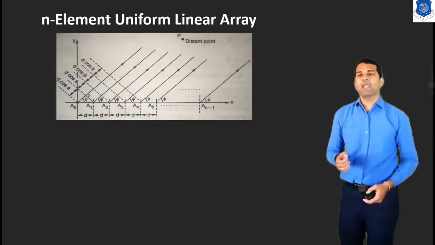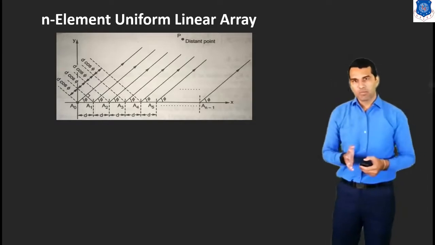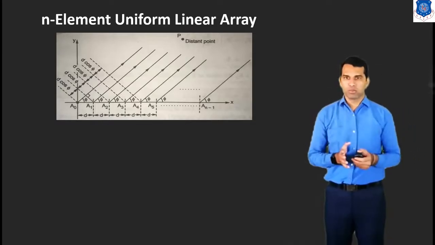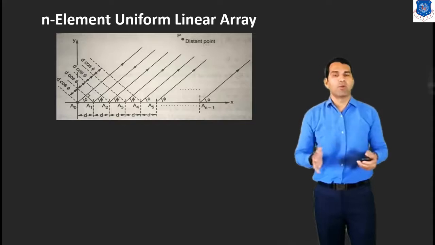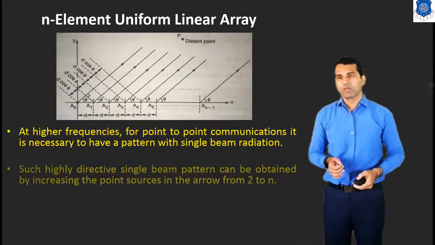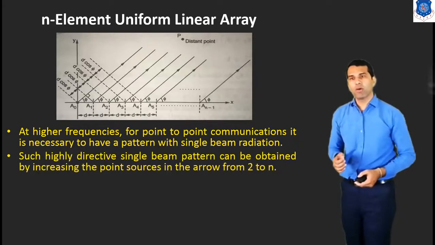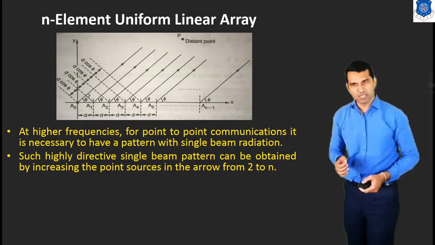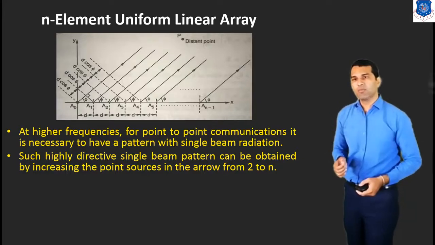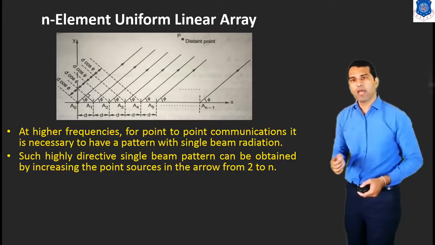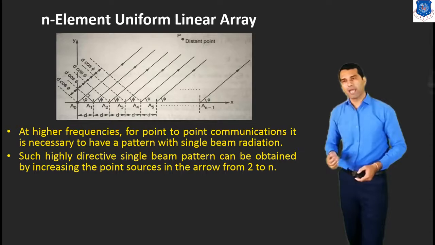Now we discuss the n element uniform linear array. Up to now we have discussed the 2-point source for different conditions, but here we take n elements in generalized form. At higher frequencies for point-to-point communication, it is necessary to have a pattern with single beam radiation. Such a highly directive single beam pattern can be obtained by increasing the point sources in the array from 2 to n. So here we have increased the number of elements in the array.